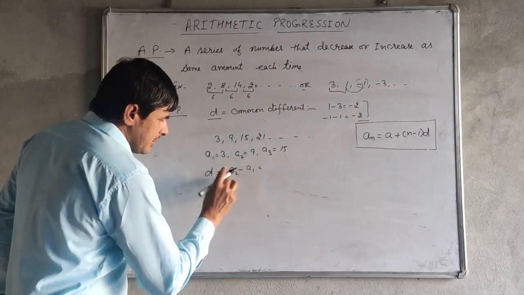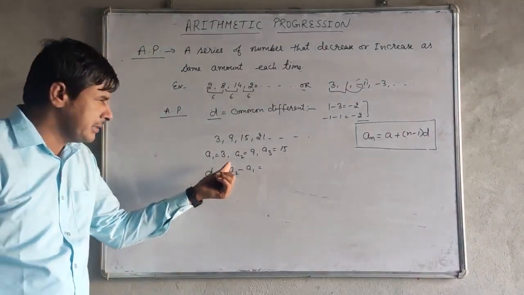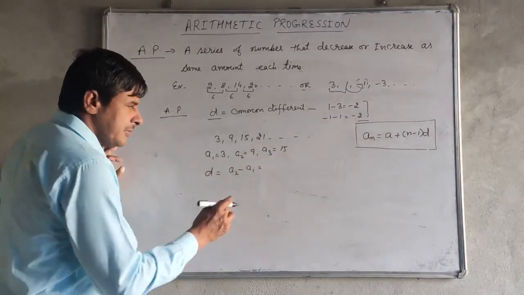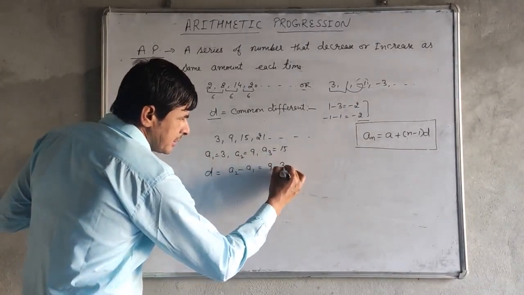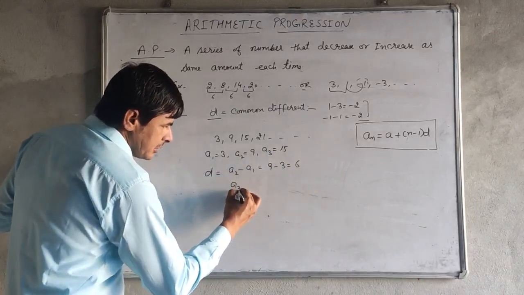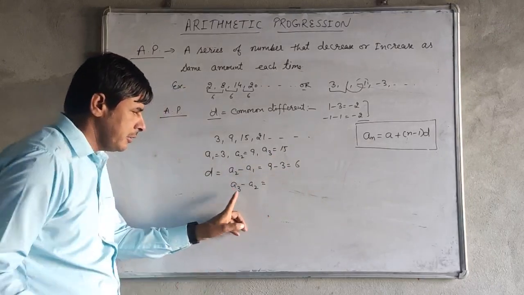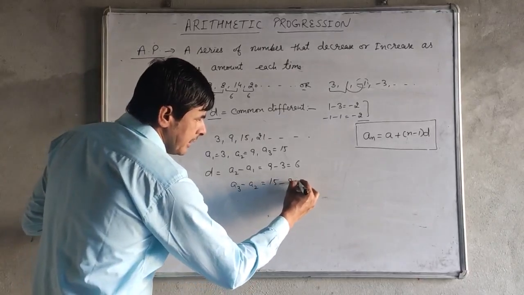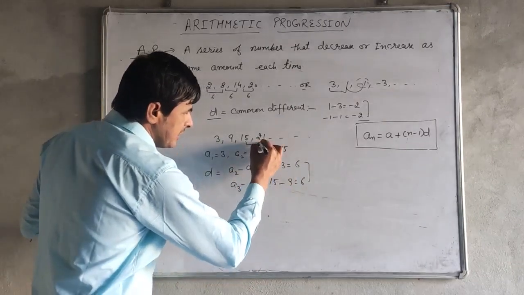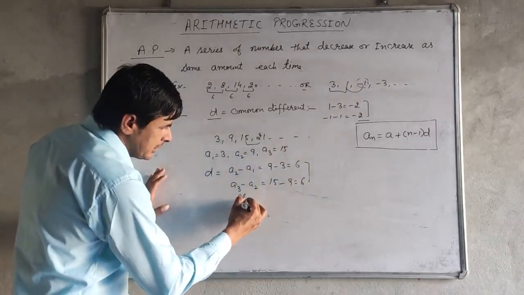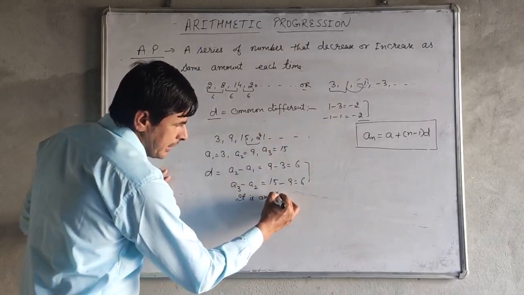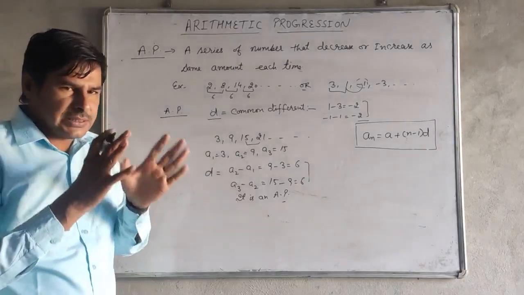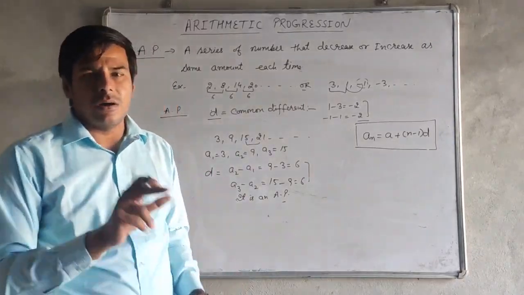A2 minus A1 is the formula to find D: the next term minus the previous term. A2 is 9, minus 3 is 6. Then also check A3 minus A2: next term minus previous term, 15 minus 9, is 6. The common difference is the same, so it is an AP. These are the questions related to whether a given series is an AP or not.